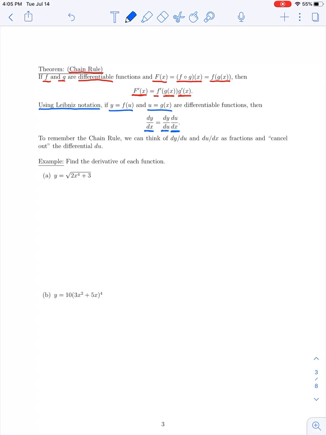So one way that we can remember the chain rule in the case of the Leibniz notation is if we think of these Leibniz notation derivatives, dy over du or du over dx, as fractions, then we can think about sort of canceling out this differential du. So here, if we think about canceling these terms out, we see that we're left with dy over dx. Now, these aren't actually fractions. That's just sort of a notational tool that we can use to remember this formula for the chain rule. So let's look at some examples making use of this chain rule to differentiate composite functions.